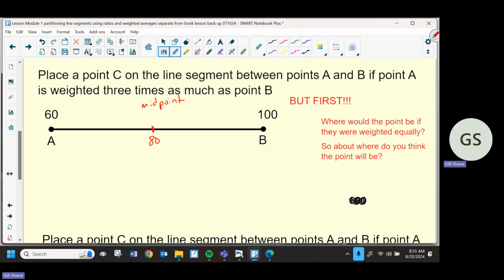I should understand that if they're equally weighted, I fall here, but now I'm making this way more important, 3 times more important. I better know that's going to drag my average in that direction. It's not going to be 80, definitely not over 80, because this is more important. This is going to count more when I do my calculation. And 3 times is quite a bit, not just twice as important. It might pull it all the way down, somewhere down here, 70-ish.